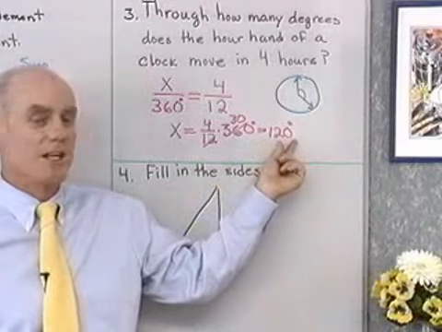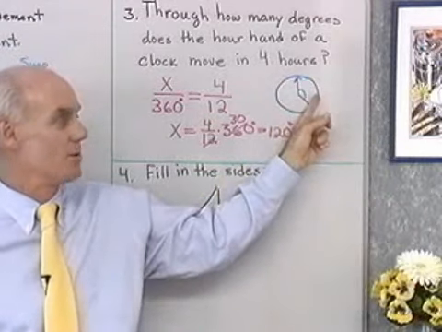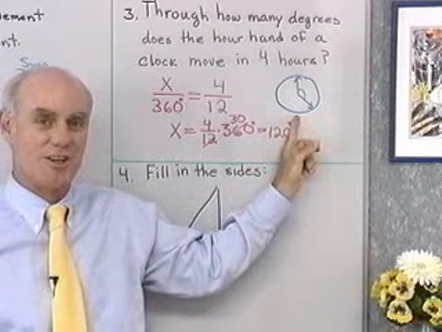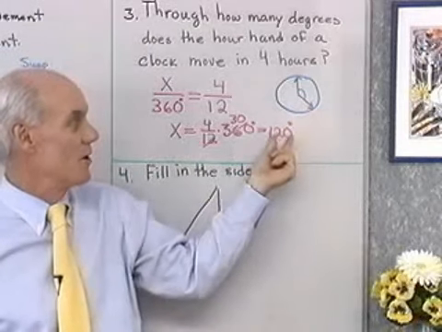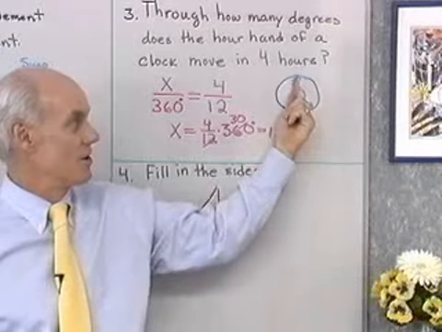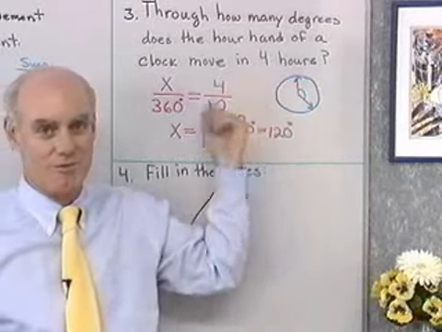And that seems to make sense. This looks like about 120 degrees. It would be 90 degrees right here, and then 180 degrees all the way down to here. So the hour hand of a clock moves through 120 degrees every 4 hours. I just started at 12 and went to 4, but you could start at 4 and go to 8, 8 and go to 12, whatever you wanted.